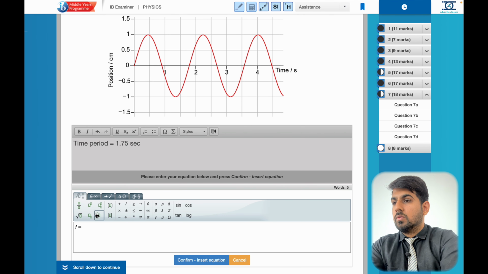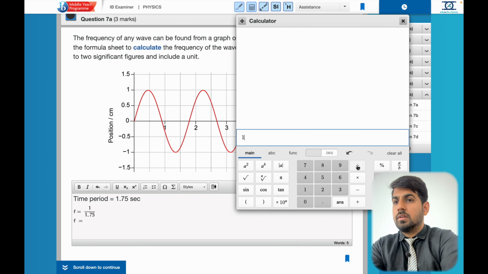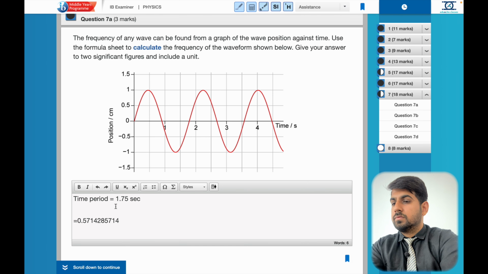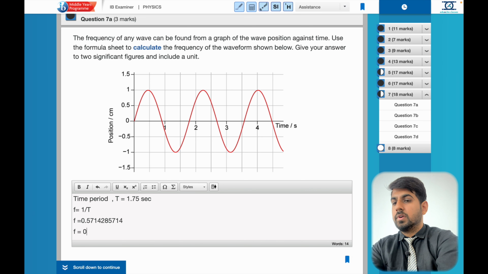So you can say frequency will be equal to 1 over 1.75, so I can say this will be 1 divided by 1.75. So this is equal to this much. So frequency is equal to 1 over time period. This is the time period, so this will be in hertz. Okay, so I have to do this in two significant figures, so I can write frequency is equal to 0.57 hertz. So this will be the answer for 7A.